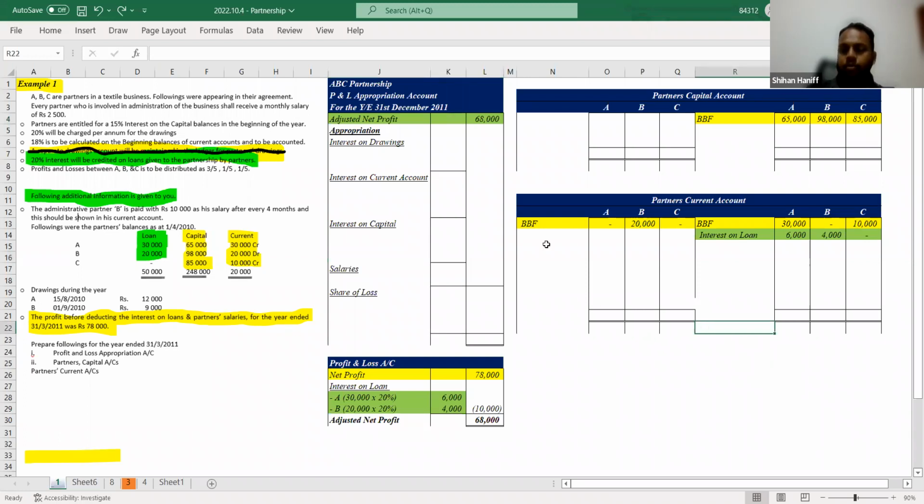Right. Now, the next step is to see if there is any interest on drawings and interest on current accounts. Because interest on drawings and interest on current account debit balances, we will add to the net profit. Because interest on drawings is a charge to the partners to discourage the drawings.